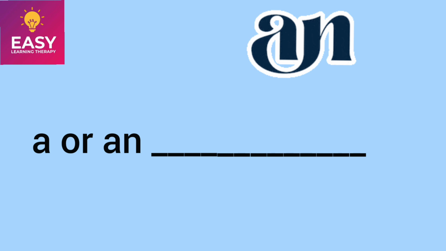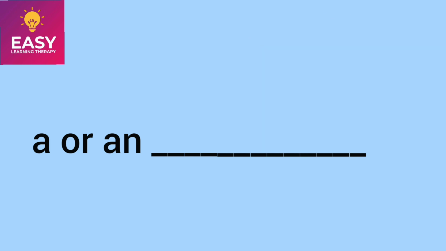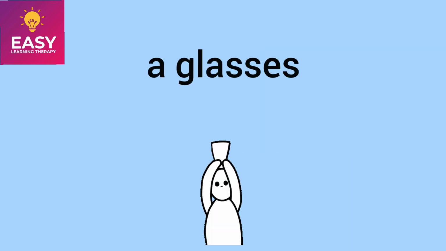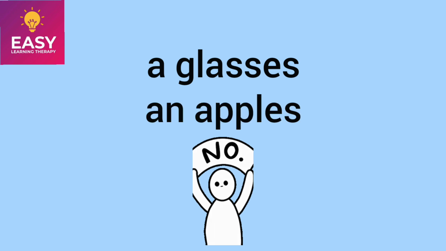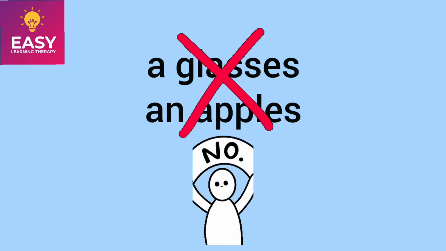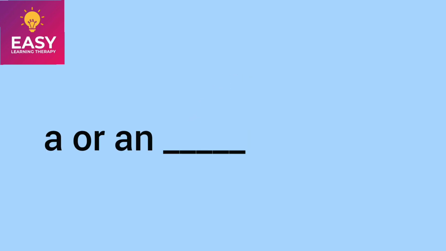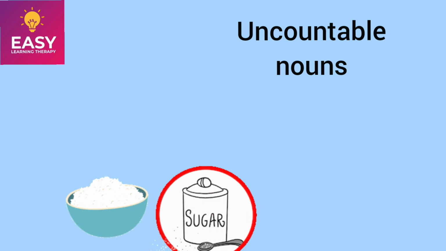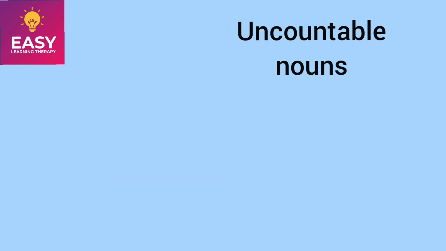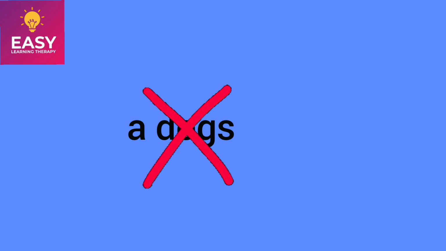Now let's see indefinite articles, that is "a" and "an". We use "a" or "an" before a singular noun. We do not use them before any plural nouns, like we cannot say "a glasses" or "an apples". That's absolutely wrong. And we also do not use "a" or "an" before the names of things that we cannot count, such as rice, sugar, water or ink, like "a water", which is incorrect.